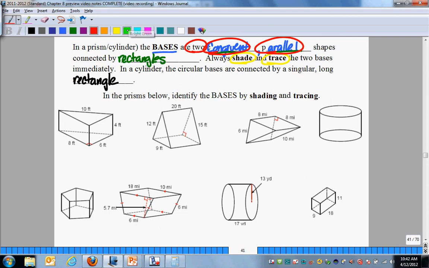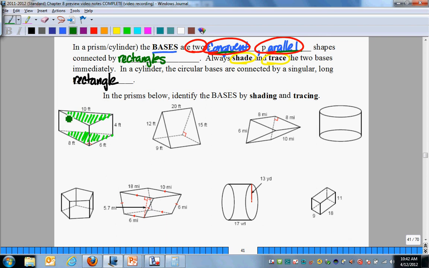Let's take a look at this first one. Well, here we see rectangles and we see triangles. We have 3 rectangles and 2 triangles. The bases are the 2 congruent shapes. So that would force the triangles to be the bases here.